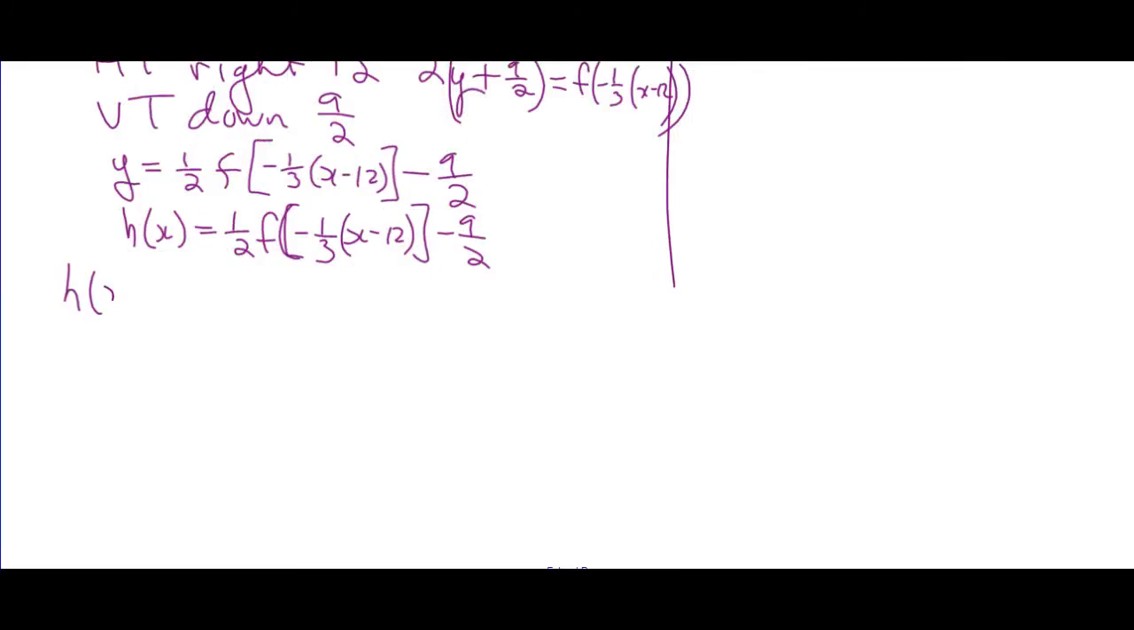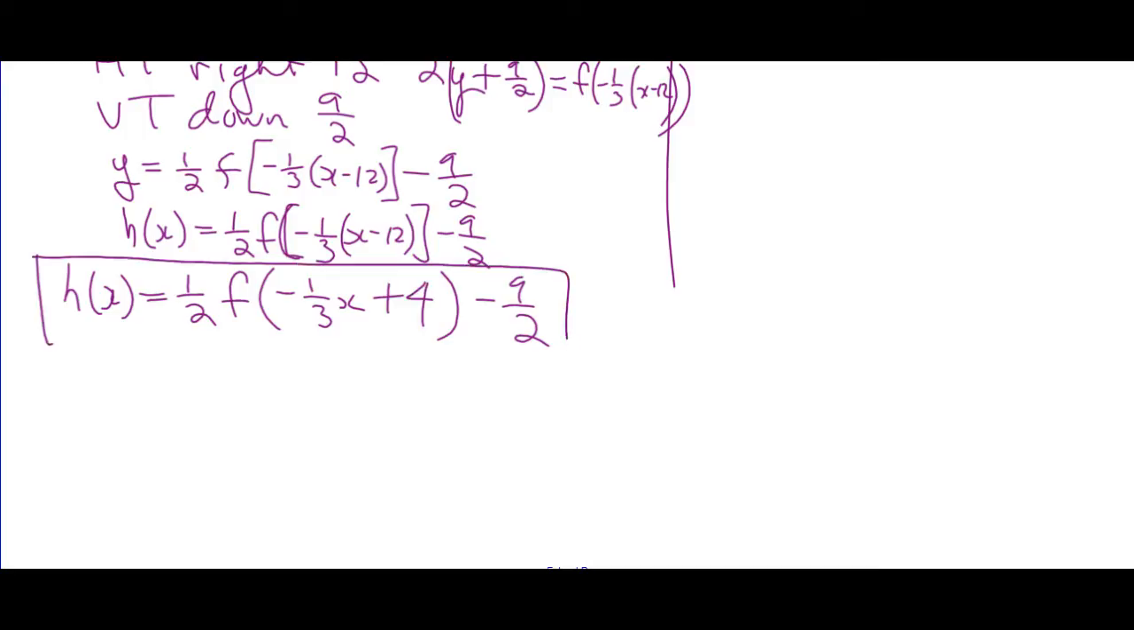So it'll be h of x equals 1/2 f of negative 1/3 x something minus 9/2. What's the something? Plus 4. And that is my answer.